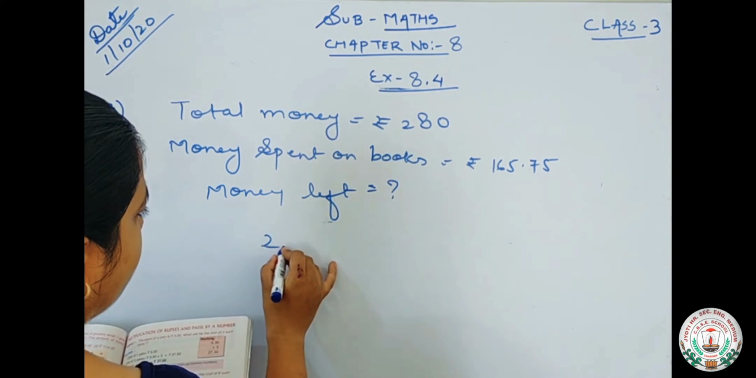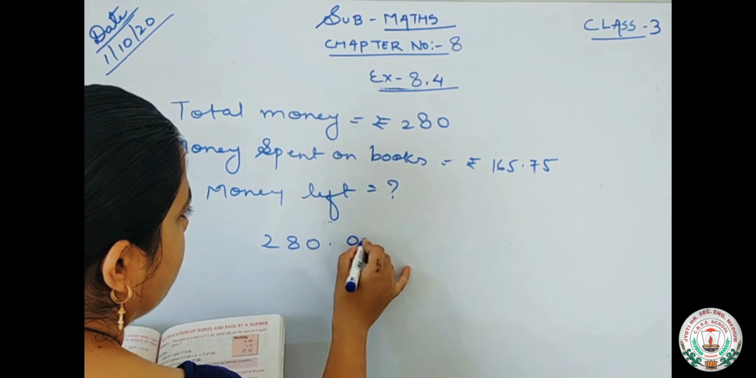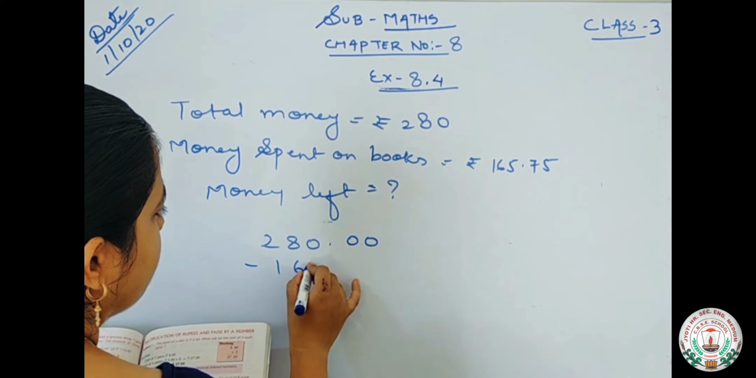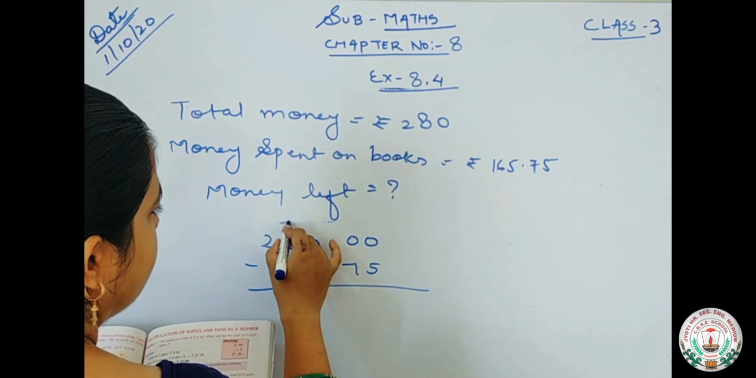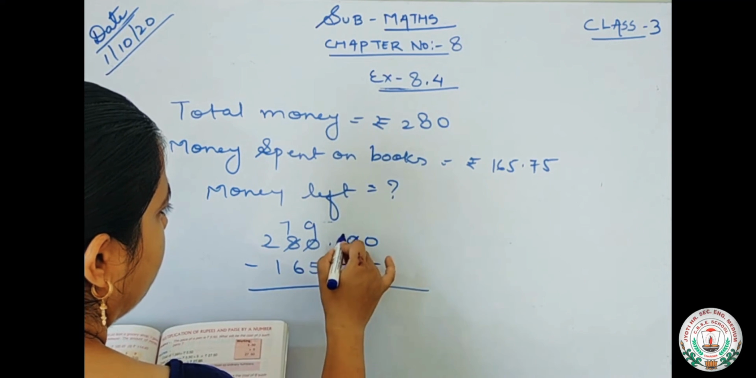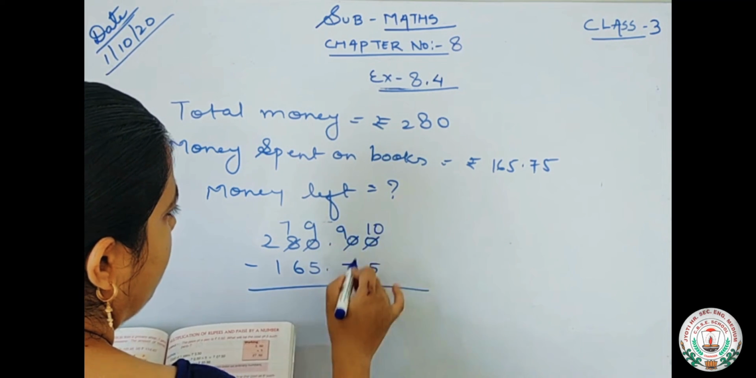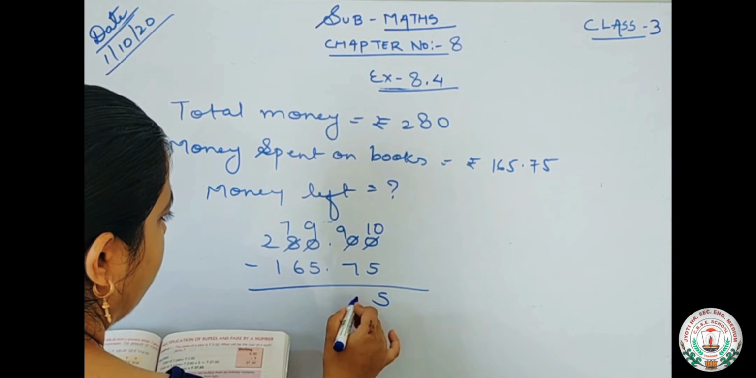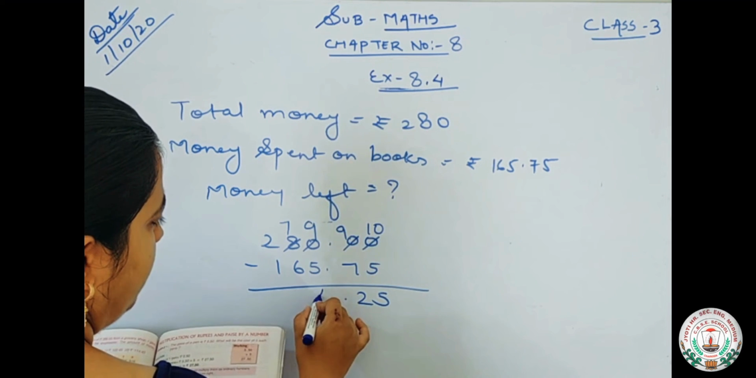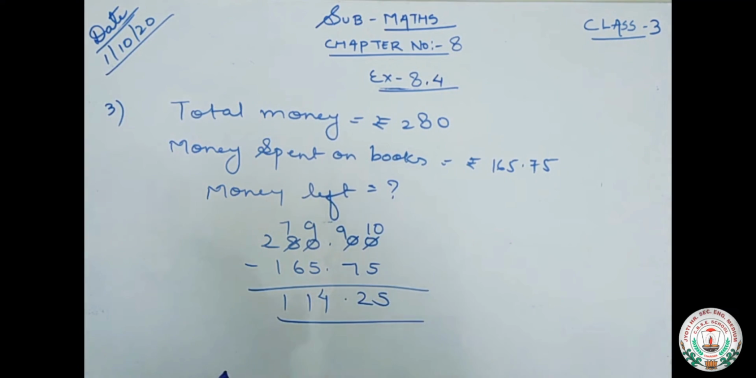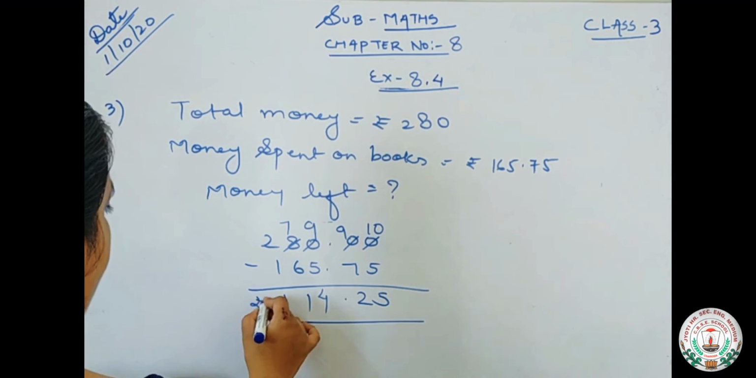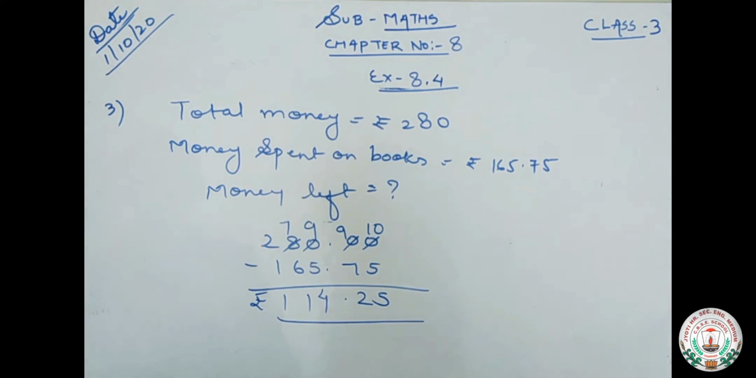Okay. So 280.00 minus 165.75. We will take carry from here. 7, 9. This will become 9 and this will become 10. 10 minus 5, 5. 9 minus 7, 2. 9 minus 5, 4. 7 minus 6, 1. So how much money is he left with? Rupees 114.25.